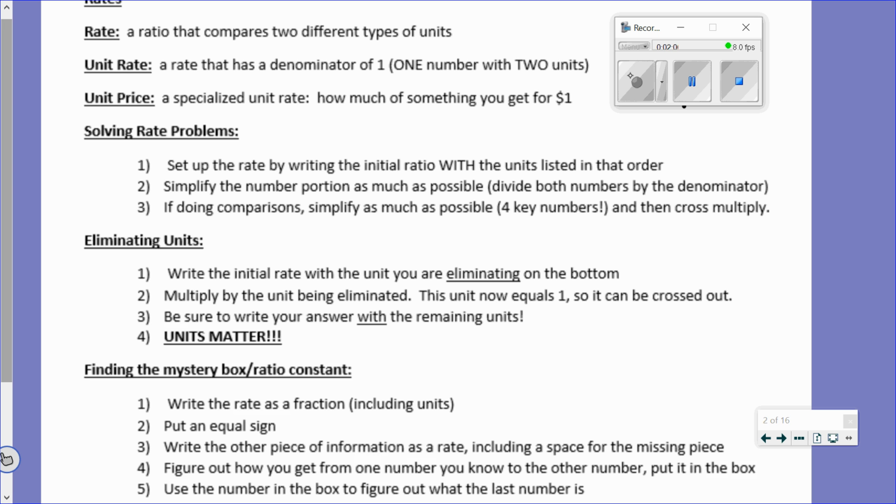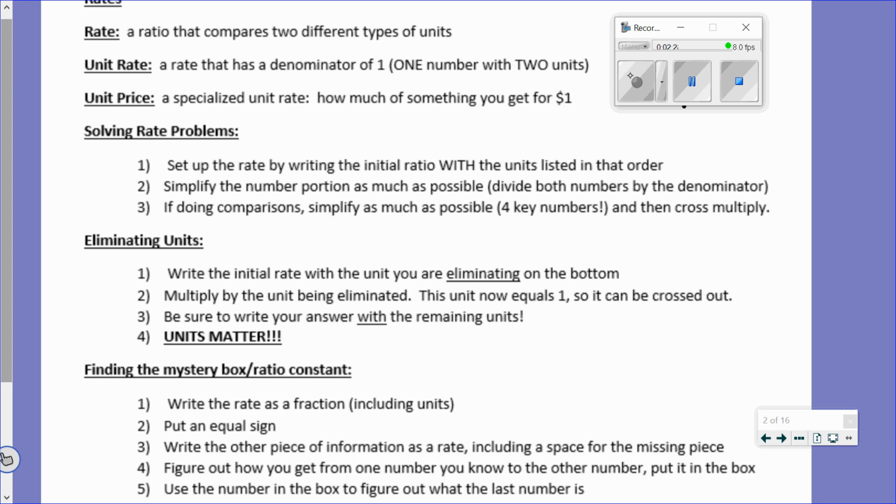Now we're going to do really two different things today. Eliminating units and finding mystery box are two ways to do the same thing. We'll show you both and let you guys work to figure out which one you're most comfortable with. Solving the rate problems is basically just saying, if I'm going to make a comparison, how can I do that? The first thing you need to do is set up the rate by writing the initial ratio with the units listed in that order.